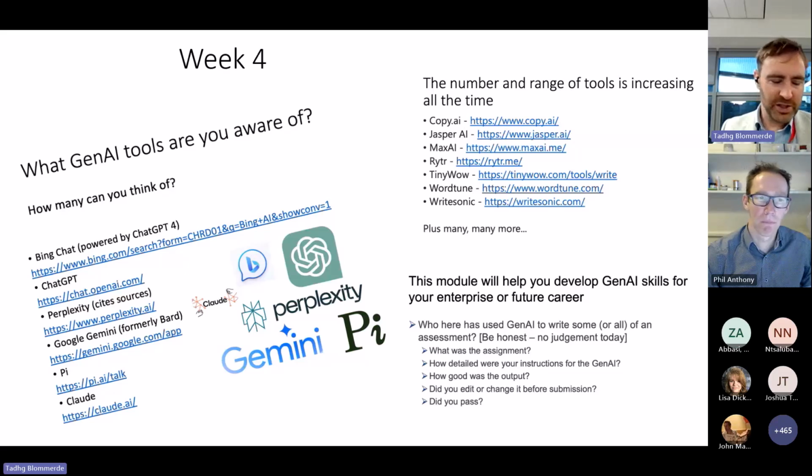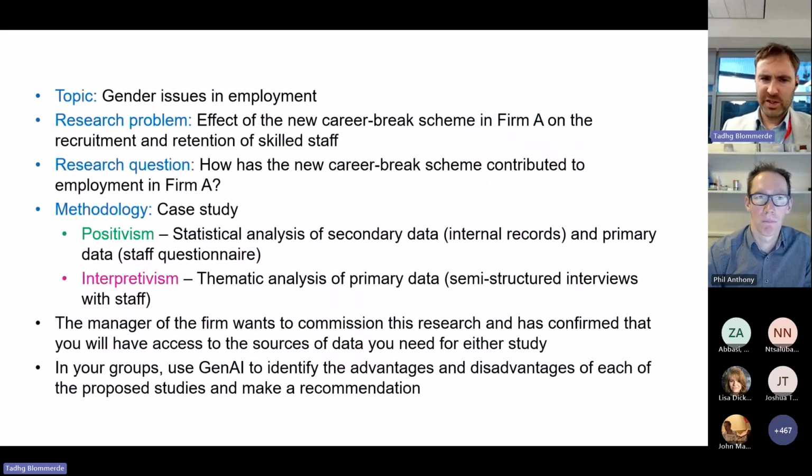Had they tried to cheat an assessment? Did it work? How good were their instructions? And then we moved on to this scenario that you see on screen. And the idea was I would just let students try and get a recommendation for either a positivist or interpretivist approach to this research problem.